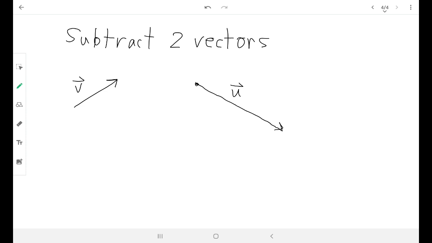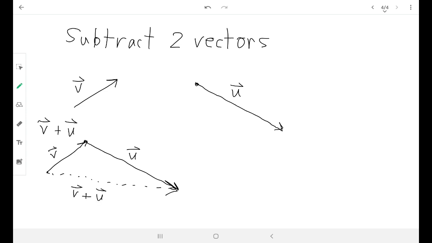So remember that to add them, we just redrew them, tip to tail, and drew a new vector connecting the beginning of the first one to the end of the second one, and that became our new vector that was our two old vectors added together. Okay? So what if we wanted to do V minus U?